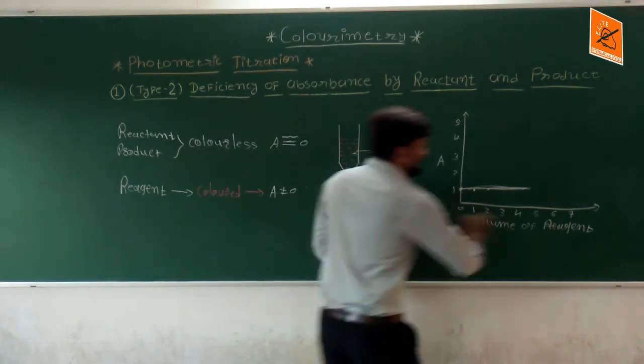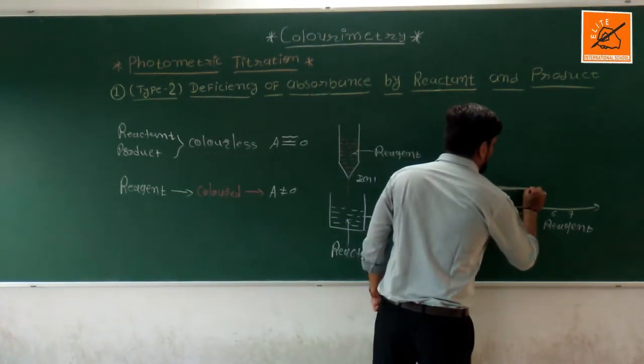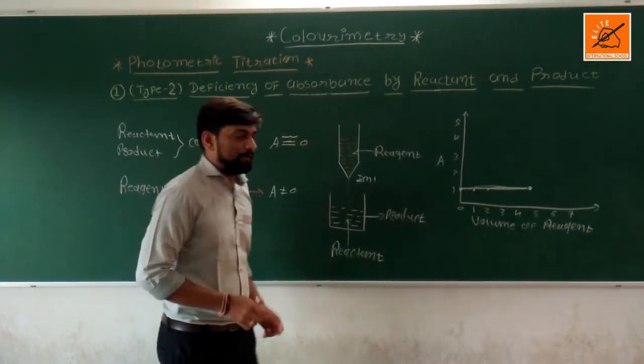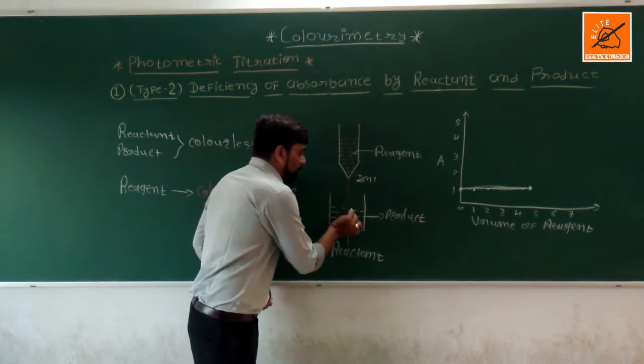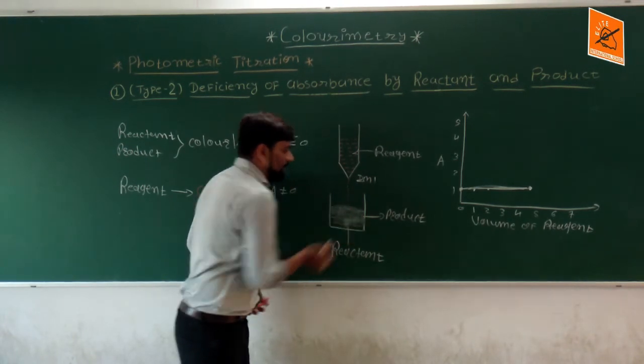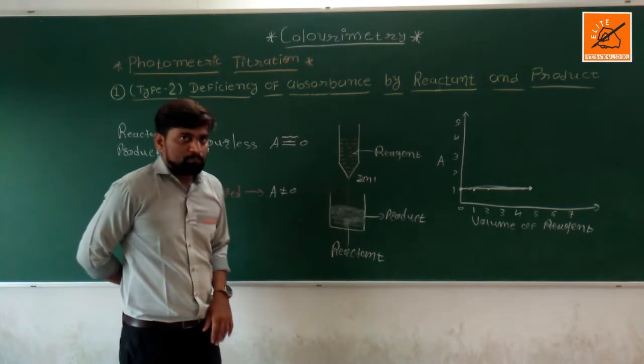Now this constant absorbance value is obtained up to the end point. Suppose the end point is obtained here. Now all the product will be formed. This product is colorless, which means all the reactant has converted into the product.